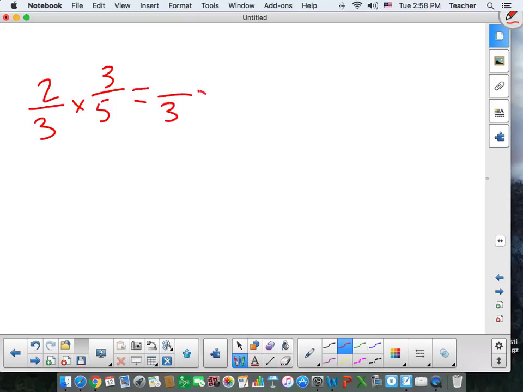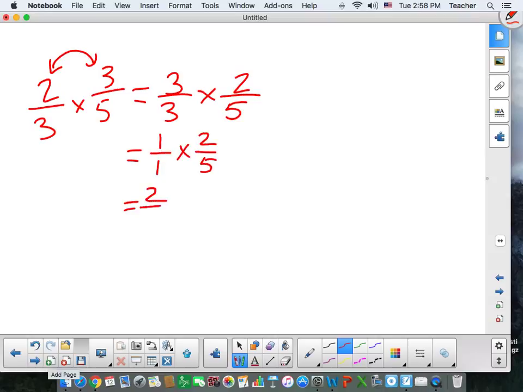Keep the denominators. Switch to your advantage. 3/3 is also known as 1/1. 2/5. We now have 2/5 as an answer. Don't want to write that all out? Do it in the question.